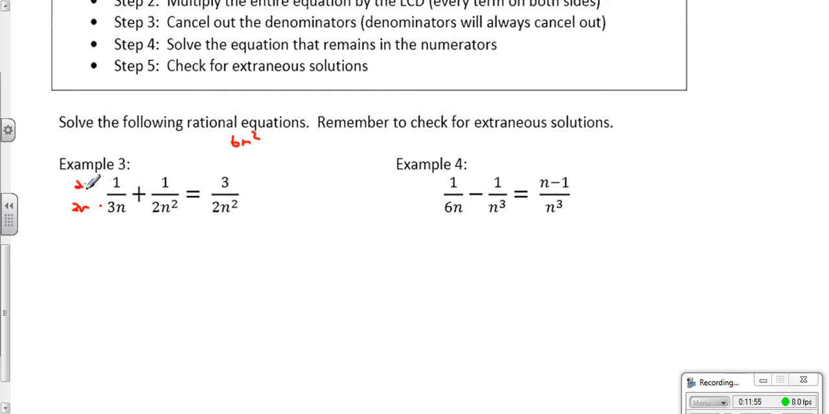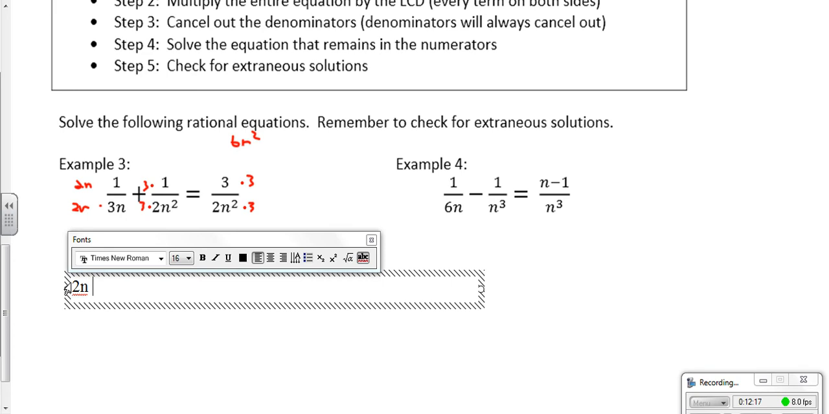So to get a common denominator, this one would have to be multiplied by 2n, top and bottom. This one would need to be multiplied by 3 to make it a 6, again top and bottom. This one would also need just the 3, so multiply top and bottom. And what's that give us? I have to multiply the top, so it's going to be 2n plus 3, because it's 3 times 1, equals, and 3 times 3 is 9. Now on the bottom, we'll have the same denominator.